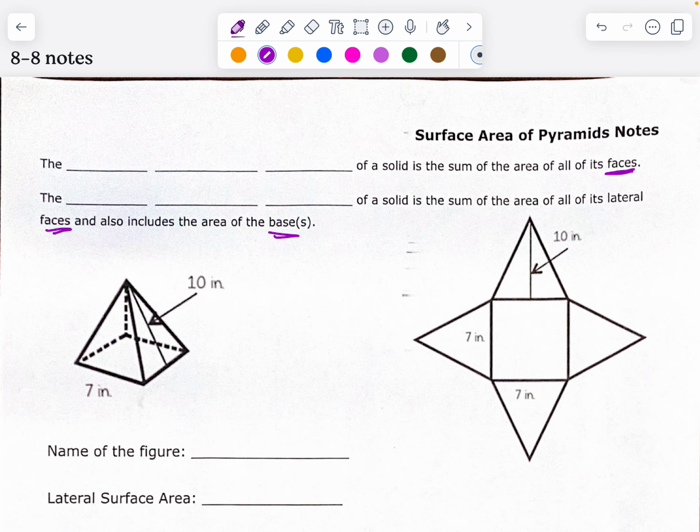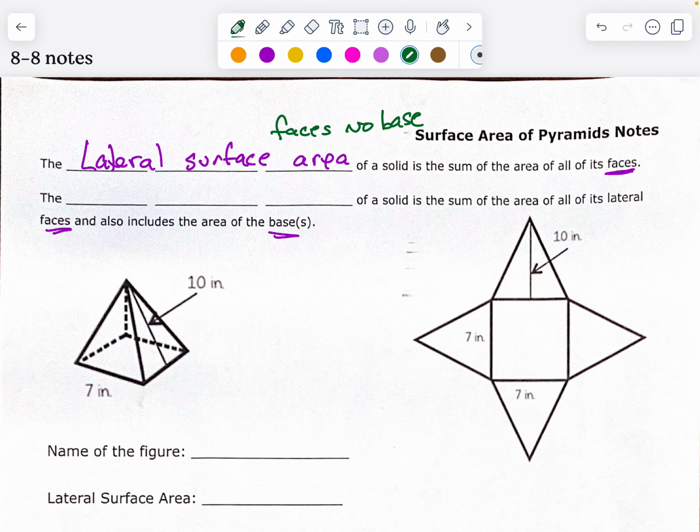This is the notes, and there will be an assignment that goes with it. The first blank: surface area of a solid is the sum of the area of all its faces, and I would say faces, no bases, is lateral surface area. And I say faces, no bases, or base.